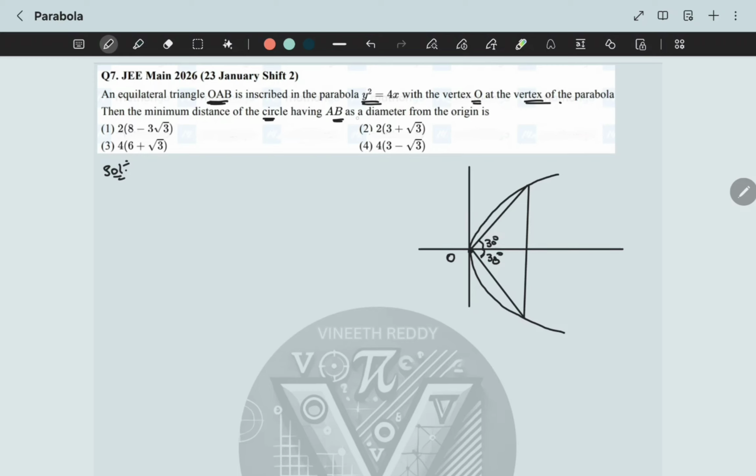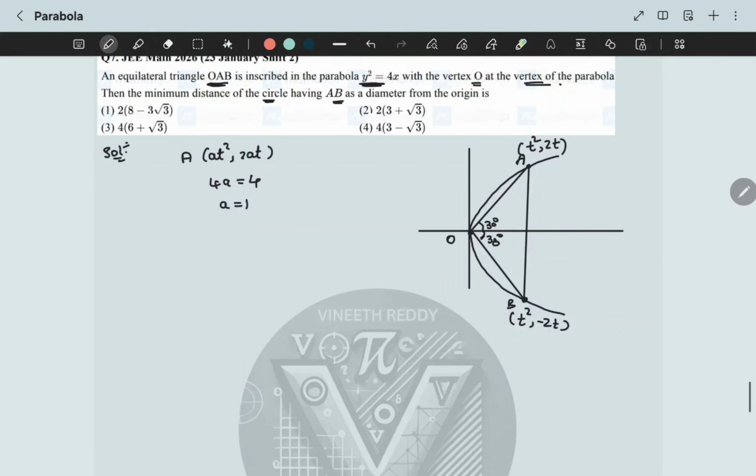Now any point on this parabola will be of the form at square comma 2at. What is 4a equal to? 4. That means a is equal to 1. That means this point I am taking as t square comma 2t. So automatically this point becomes t square comma minus 2t, right? Okay, so let us say this is A and this is B, right?